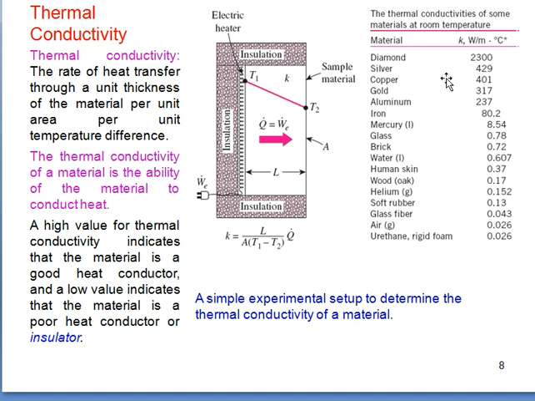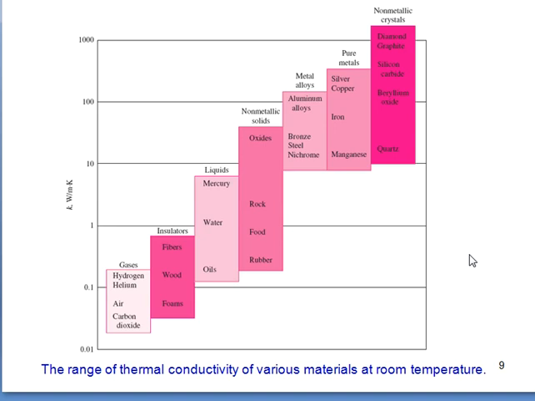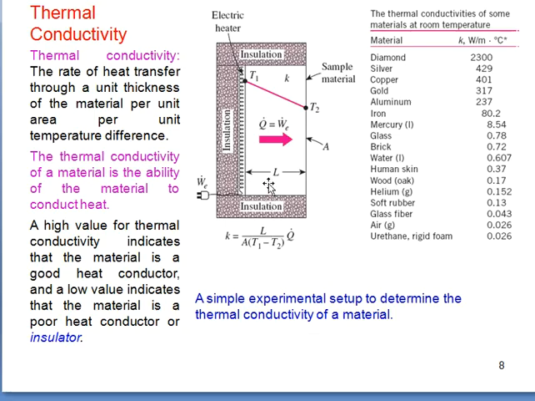Here the thermal conductivities of some materials are given. The highest is for diamond, 2300, then silver 429, copper 401, gold 317, aluminum 237, and it decreases like that for different materials. Gases come at the low end, then fibers, wood, mercury, water, and other liquids.